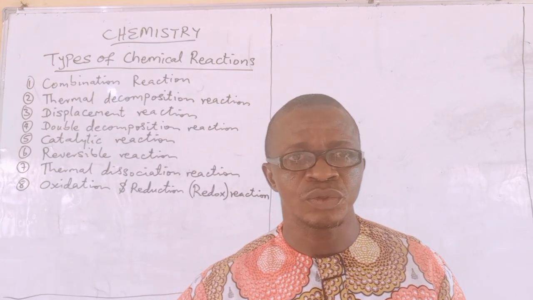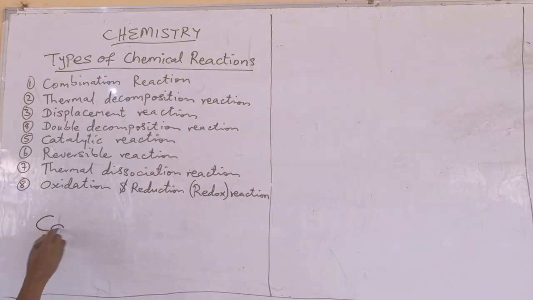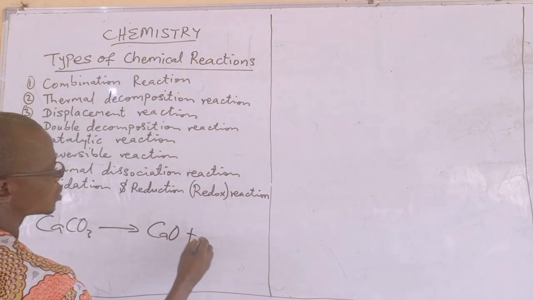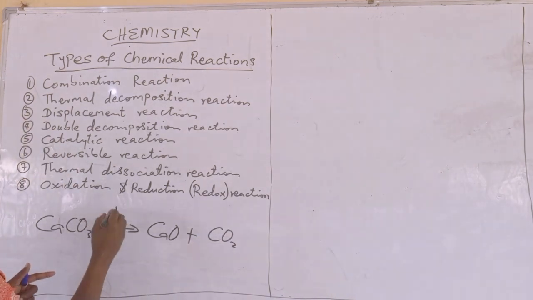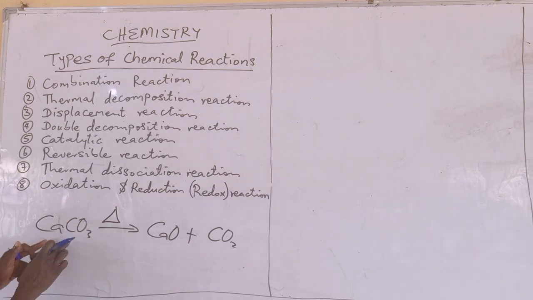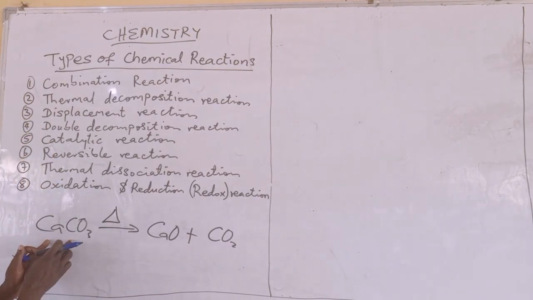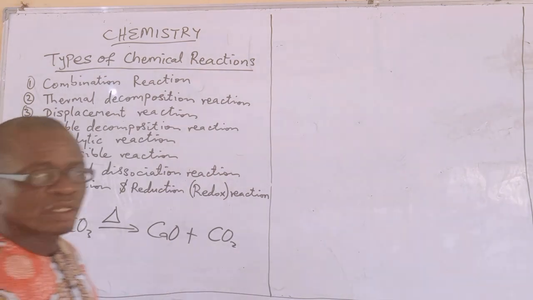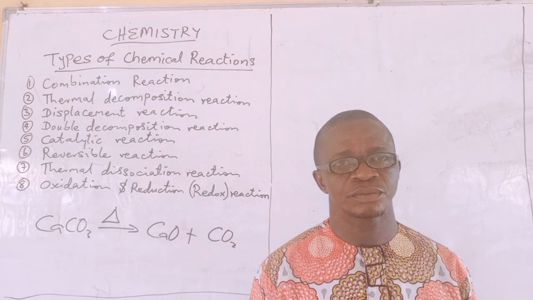into smaller molecules. For example, if I use something like CaCO3 and then get CaO plus CO2. So I am using heat. This triangle stands for heat. To heat this substance to get this and this. When you use heat to heat a substance, one reactant, and then you have more than one product formed, that is what? Thermal decomposition.